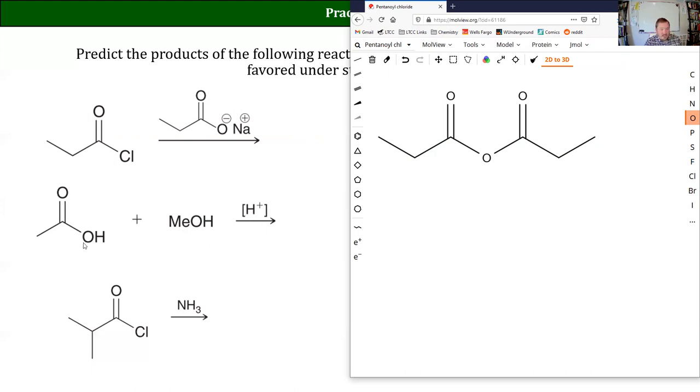Here we have an alcohol plus an acid. And we have a catalytic hydrogen. We have acidic conditions, which can affect the mechanisms in a way we're going to talk about here in a few minutes. But basically, the product that we could make here would be the methyl ester. So we would wind up making a methyl ester plus water.